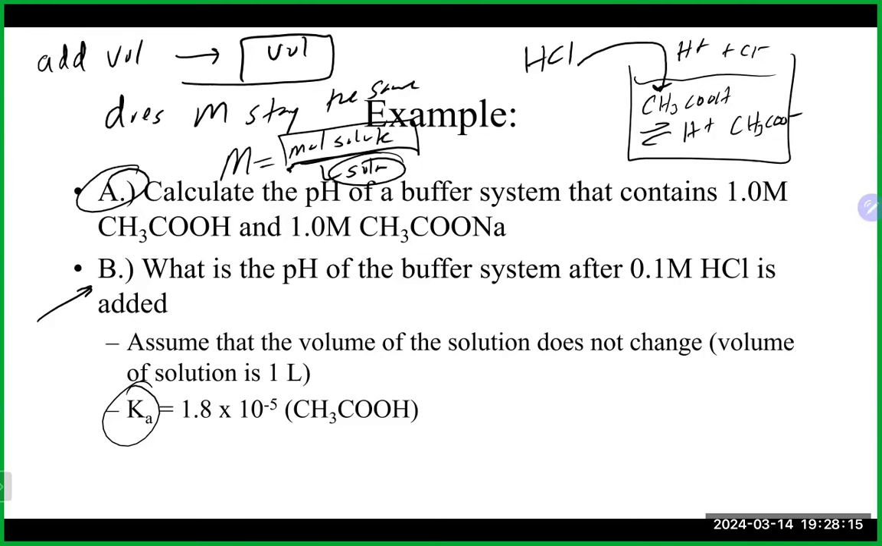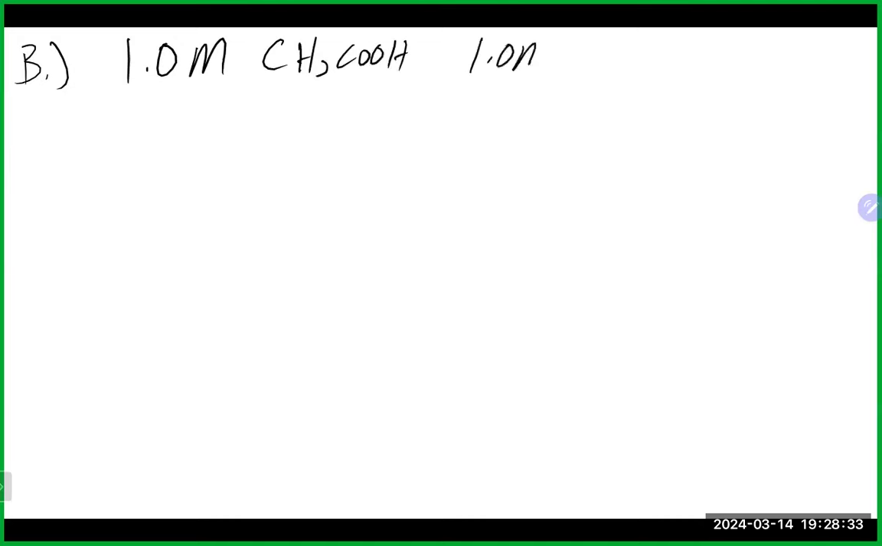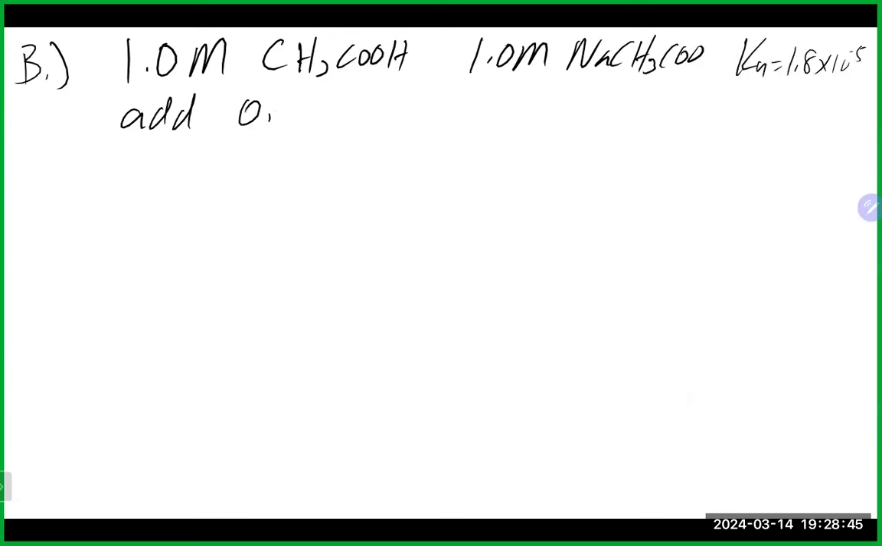We know, as we talked about, that the HCl in this case is going to react with our sodium acetate. So in part B, we have our same buffer. We have our 1 molar acetic acid, our 1 molar sodium acetate, and we still have the same Ka value. But in this case, we're going to add 0.1 molar HCl, if I'm not mistaken. Yep, 0.1 molar HCl.